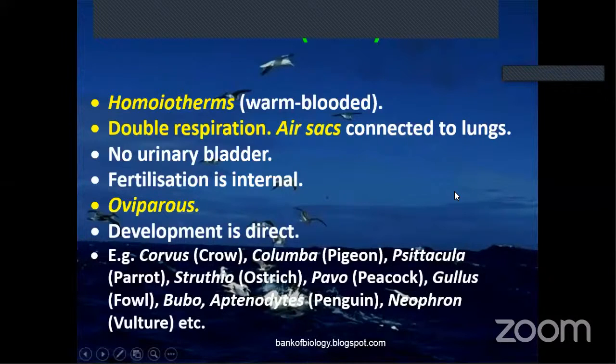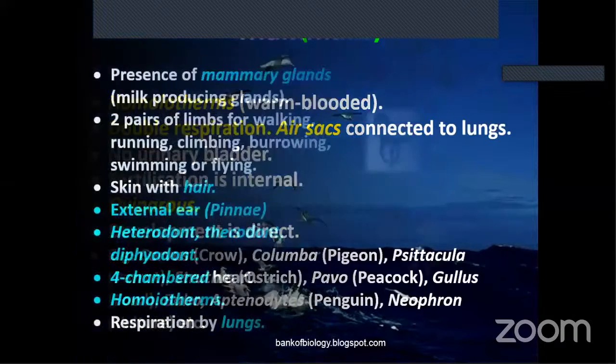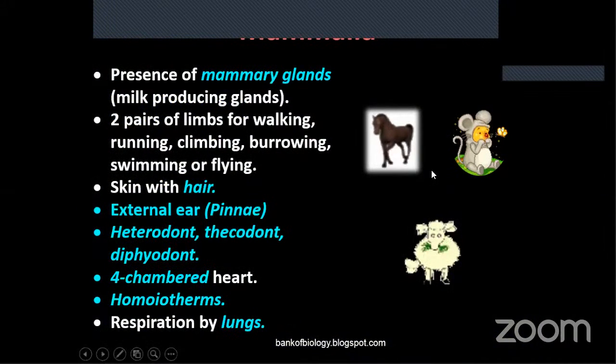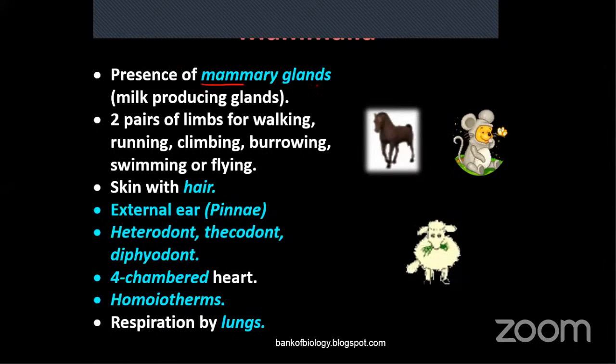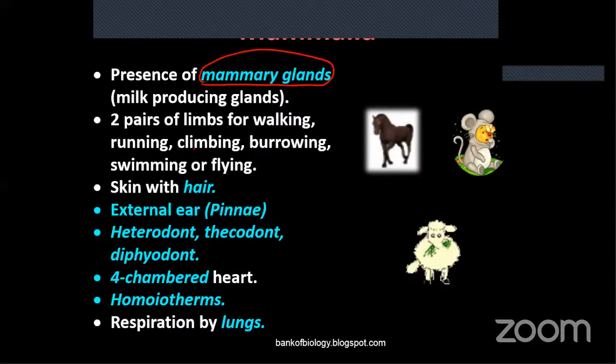Done. So we go to the next part, that is mammals. So what is the characteristic feature of mammals? It is mammary glands. So they have two pairs of limbs for walking. Humans are bipedal, but rest of the mammals are all walking on four legs. Which help in climbing, burrowing, swimming, or flying.